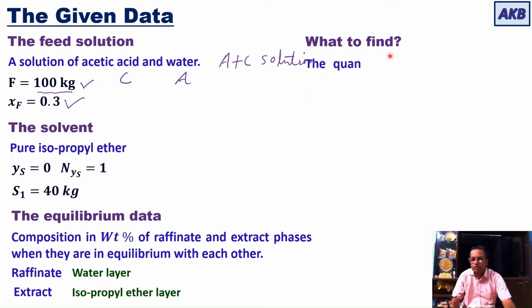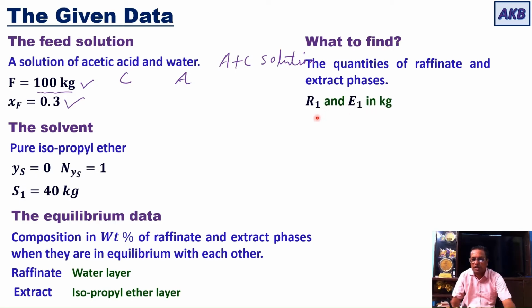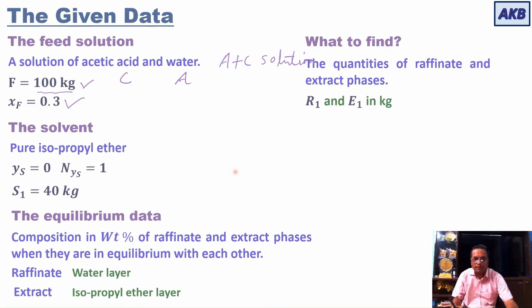And what are we supposed to find? We are supposed to find the quantities of raffinate and extract phases that are produced. That is, we need to find out R1 and E1 in kg. Amount of raffinate in kg and amount of extract in kg. Okay, so with this given data, let us solve the numerical.